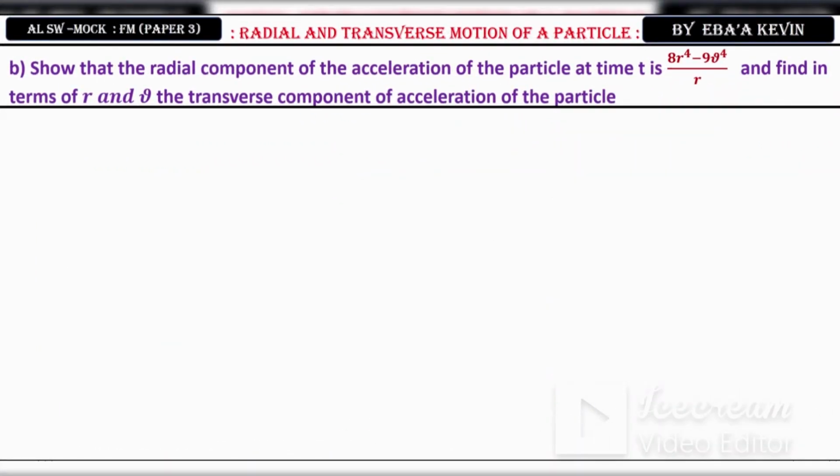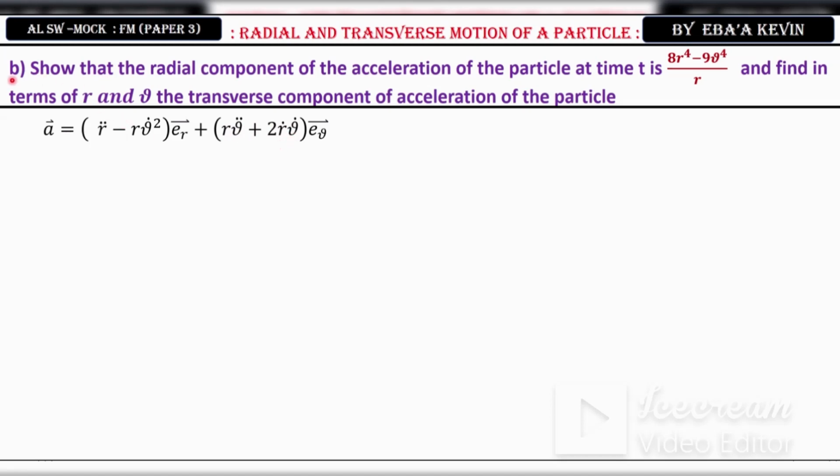Let us move into part B. Let us show that the radial component of the acceleration of the particle at time t is 8r to the power 4 minus 9 theta to the power 4 divided by r, and find in terms of r and theta the transverse component of the acceleration. We know that the acceleration consists of two components: the radial component, which is r double dot minus r theta dot squared, and the transverse component, which is r theta double dot plus 2 r dot theta dot.